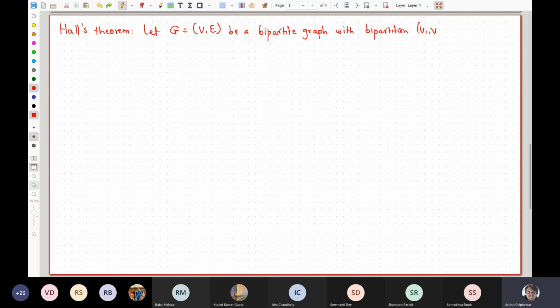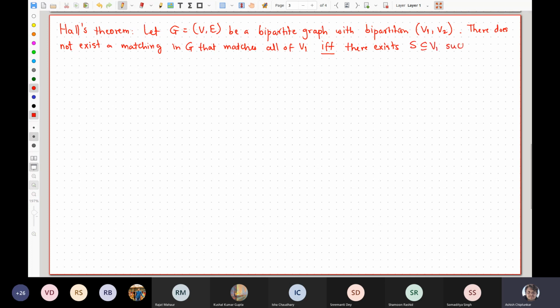Okay, right. So then the claim is that there does not exist a matching in G that matches all of V1, if and only if, remember, this is an if and only if, there exists a subset S of V1 such that the size of S is strictly greater than the size of N(S).